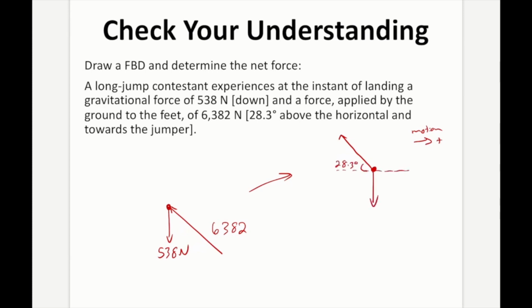Now we're going to have our force of gravity down. And you should try to make the vectors as proper as possible, but this isn't really going to be the case because we just have such a discrepancy in our forces. So 6,382 and 538. So let's find our net force.